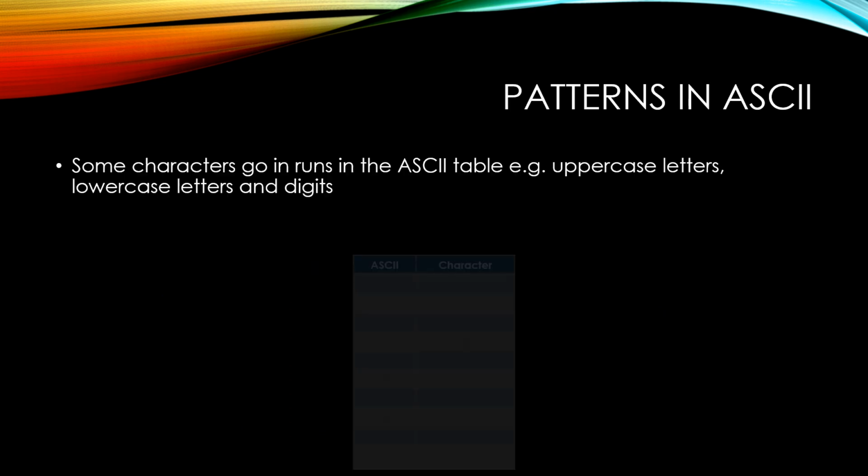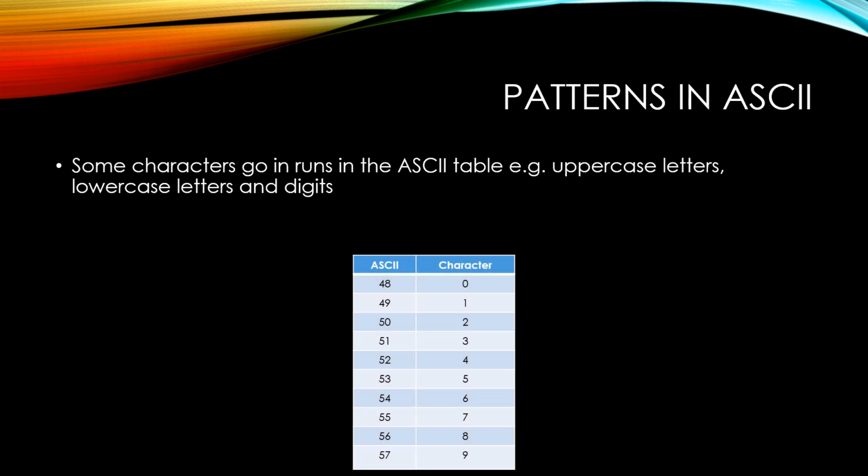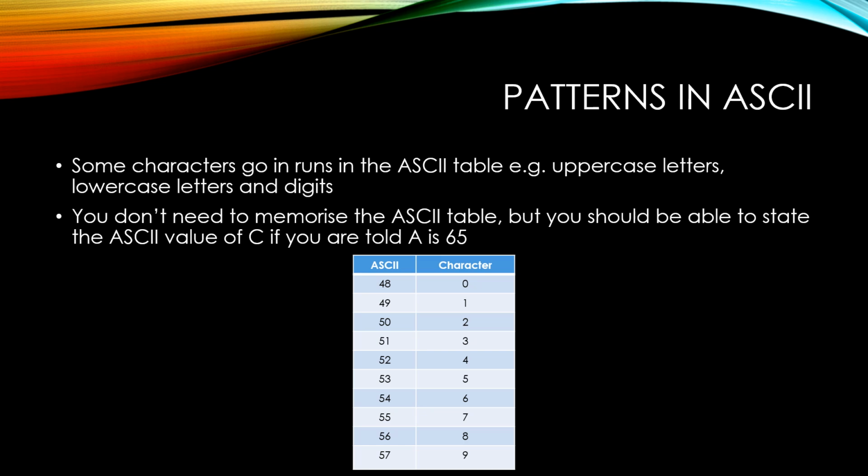Some characters appear in sequential runs within the ASCII table. For example, uppercase letters, lowercase letters, and digits. You don't need to memorize the ASCII table values, but you should be able to state the ASCII value of capital C if you are told capital A is 65, by simply working out that B must therefore be 66, so C is 67.